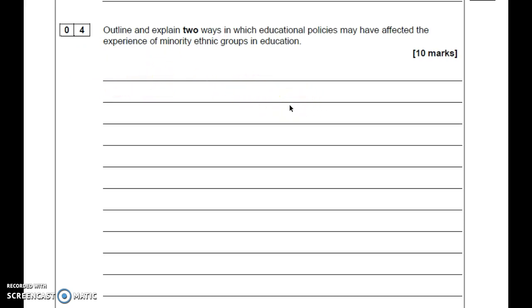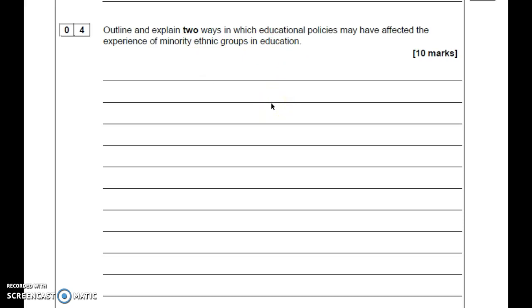So just to explain what I mean, this one is asking you to give an example of an educational policy and then show the impact that it might have on an ethnic minority group and their experience of school. So for example, popular policies that people went through were things like assimilation policies or even multicultural education policies, and how that might have affected ethnic minority groups in education.